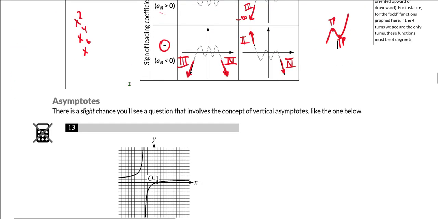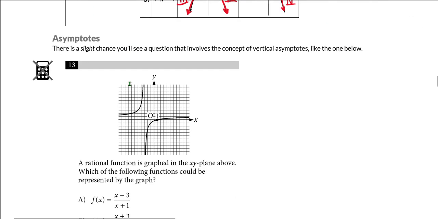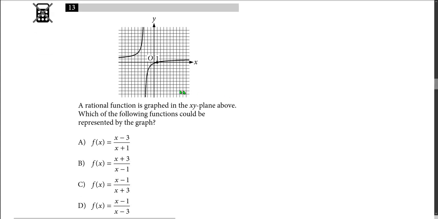There is a small possibility that you're going to see a question that deals with asymptotes. Main thing to know about asymptotes, vertical asymptotes at least, you almost certainly will not see a question that involves horizontal asymptotes on the SAT. You may see questions like that on the ACT, but probably not the SAT. Main thing to know about a vertical asymptote, in fact, I will write this down over here.